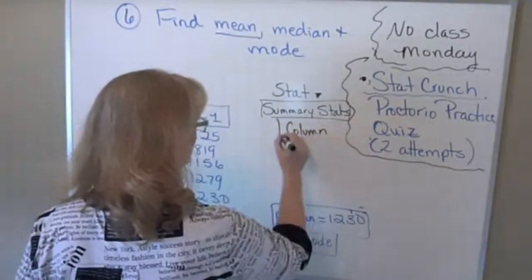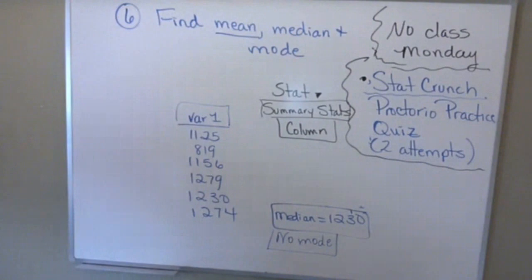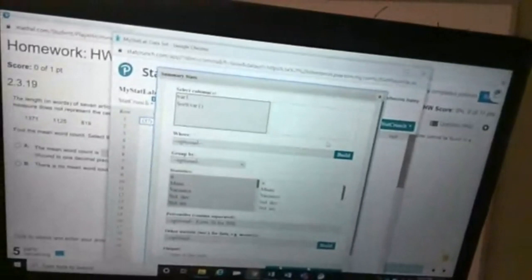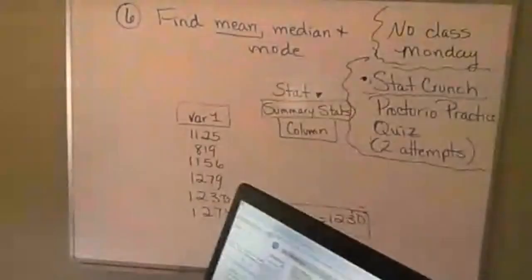So when I select column, then I get a screen. Let me show you what the screen looks like. It's going to make me choose some things. I'm going to try to do this without a glare. I don't know if you guys can see it. Can you see it? Or is it all glary? So you'll see a screen like this.